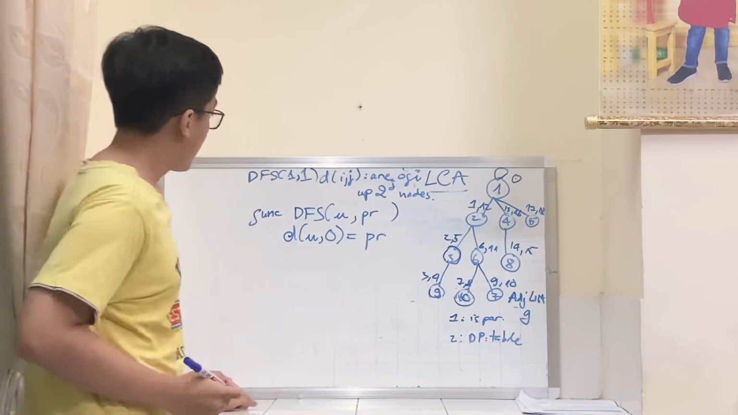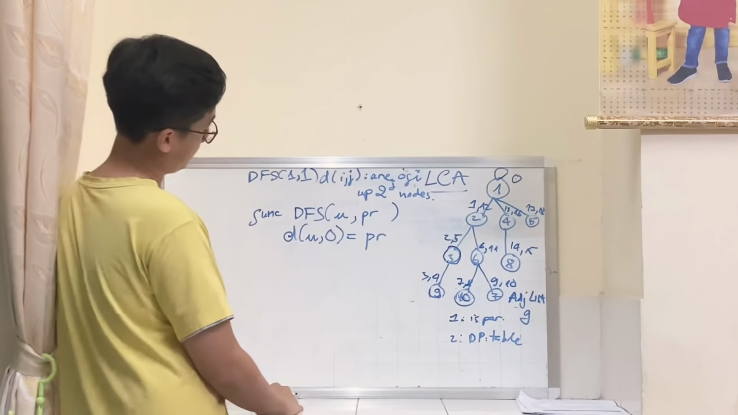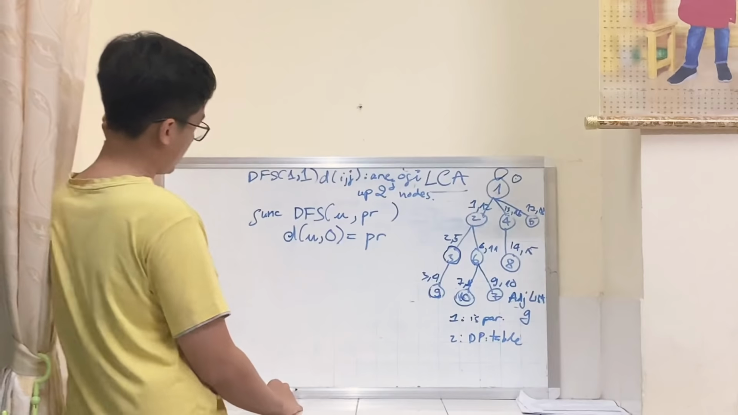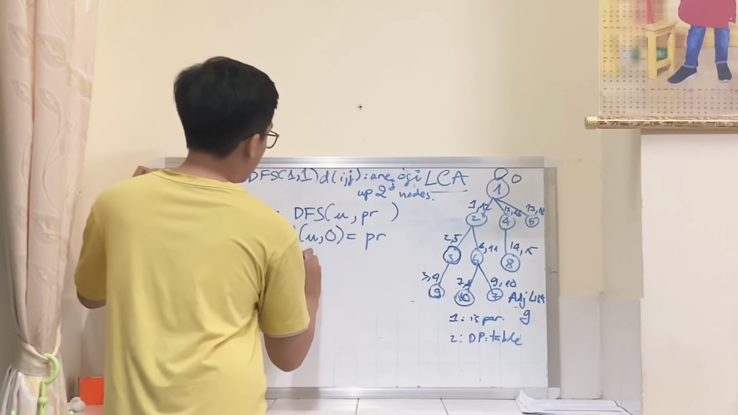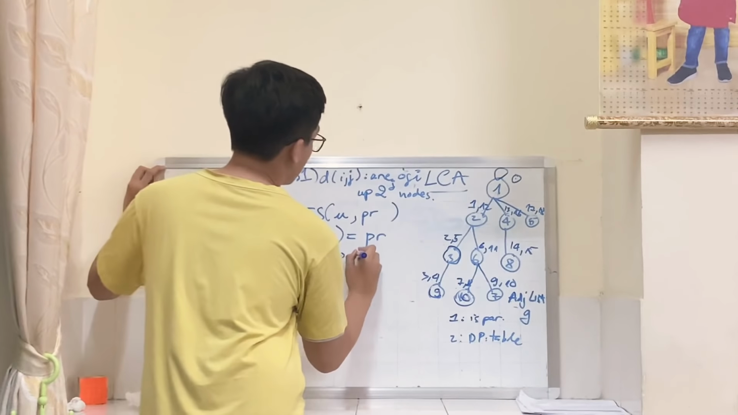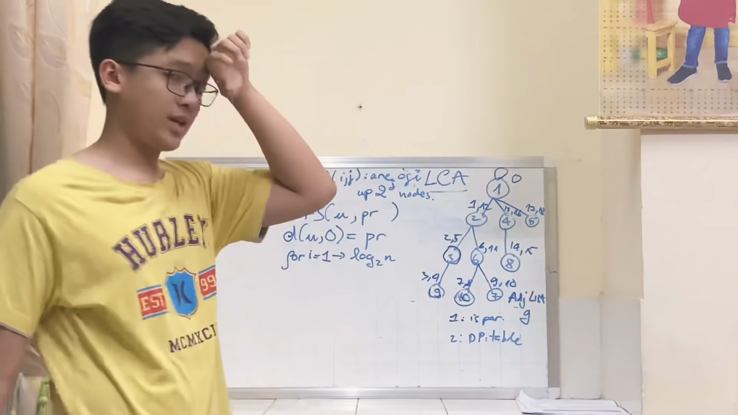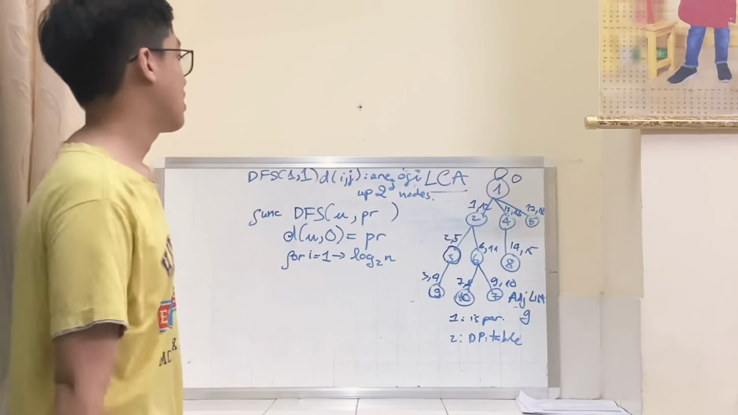Then I'll make a for loop, for i equal to 1 to log n. Why log 2 n? Why is it log 2 n?